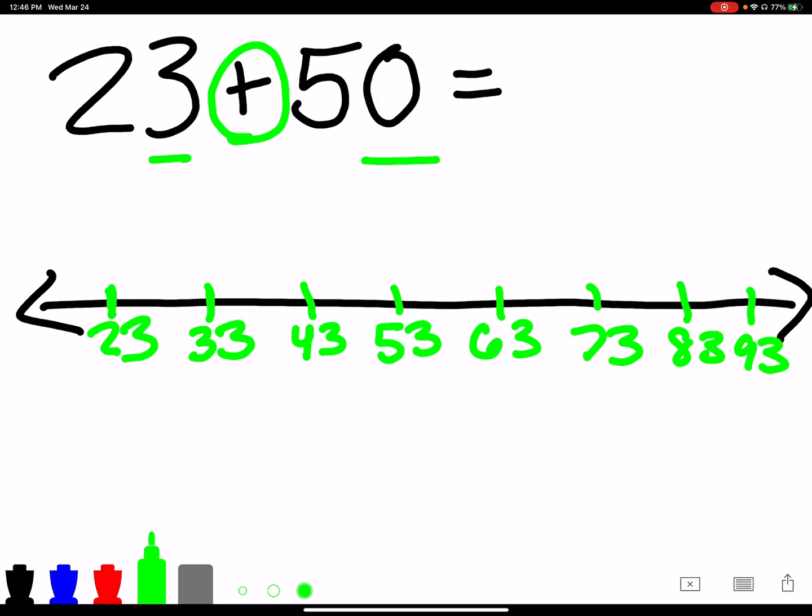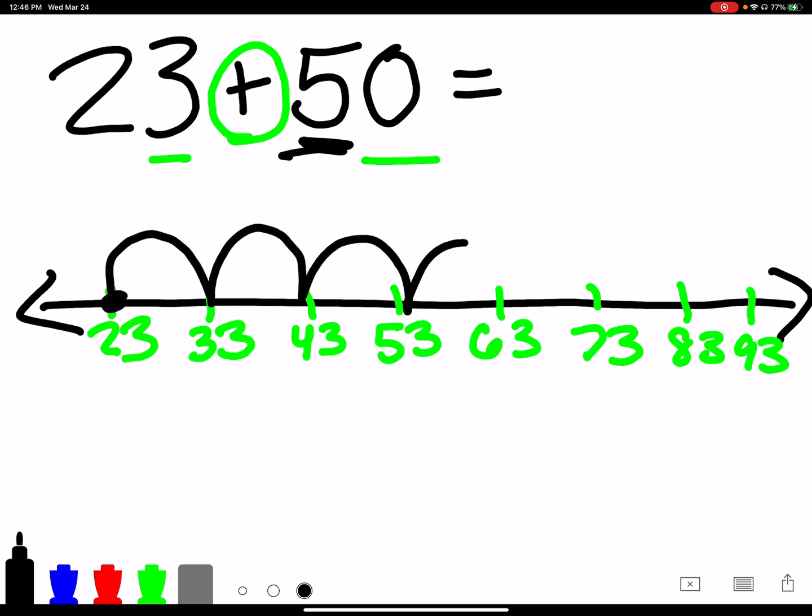Okay, so what I'm going to do is put my dot on 23. You can do that either way too, if you want to put your dot on 50, but since I labeled my number line by 3s, I'm going to put my dot on 23. And I'm going to go up 5 times because that's what's in my tens place in my 50. So we have 1, 2, 3, 4, 5. And what did we land on? The number 73. Whoop, whoop.